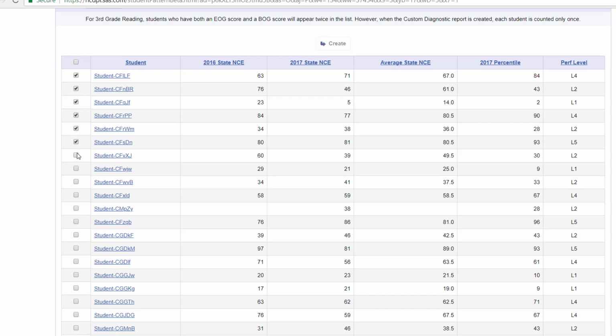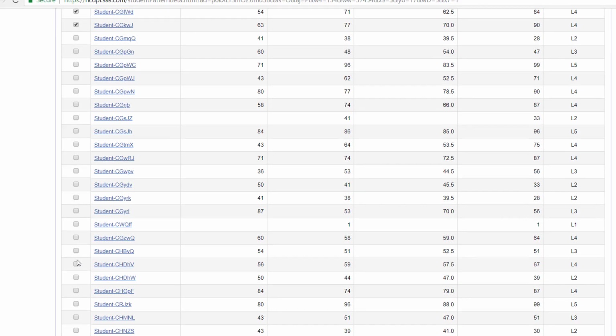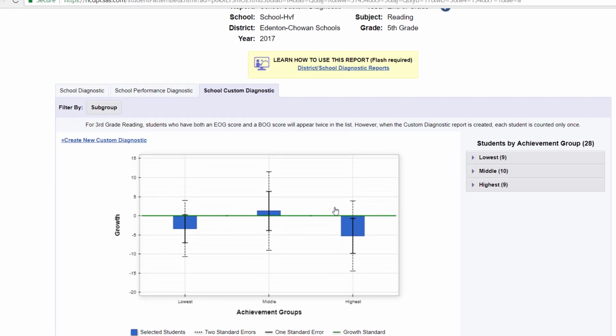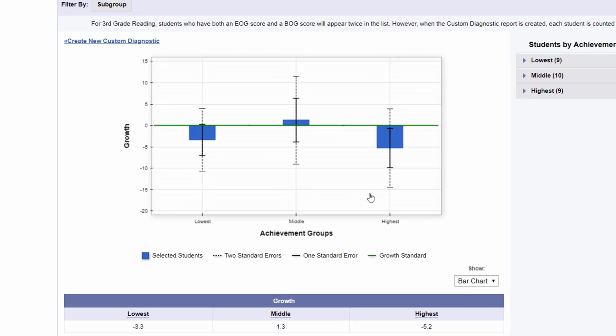And remember, the teacher has had no effect on these students at this point because we're early fall, but we want to see how the students fall in their achievement based on how they finished the school year last year. And then I'm going to create a report just like I did last time. And I get this report.